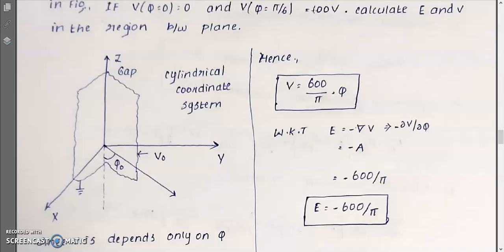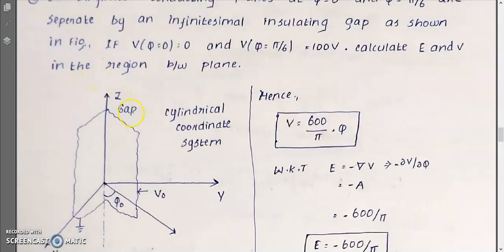So phi is equal to 0, V is equal to 0; phi is equal to pi by 6, V is equal to 100 volt. For this cylindrical coordinate system, we have to find E as well as V. Since this problem clearly states that the potential depends only on phi. I already mentioned that for a cylindrical coordinate system, three coordinates are there: rho, phi, z. In this problem, rho and z are constant. Only phi changes from phi equal to 0 to phi equal to pi by 6.